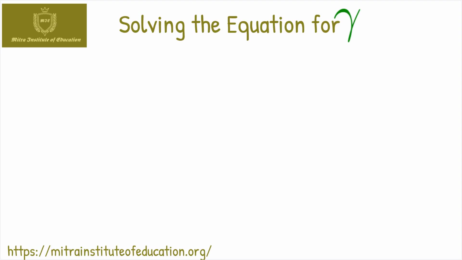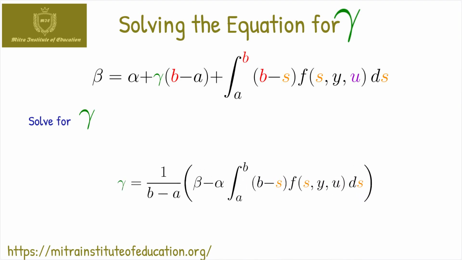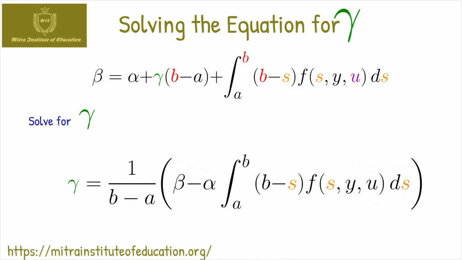In this step, we solve the integral equation for gamma, the missing value we aim to estimate. By isolating gamma within the equation, we establish a relationship between the known boundary values and the unknown parameter. This forms a crucial step in completing the solution process.